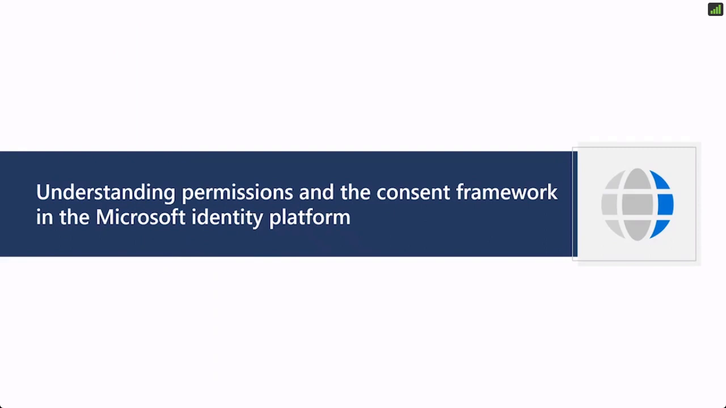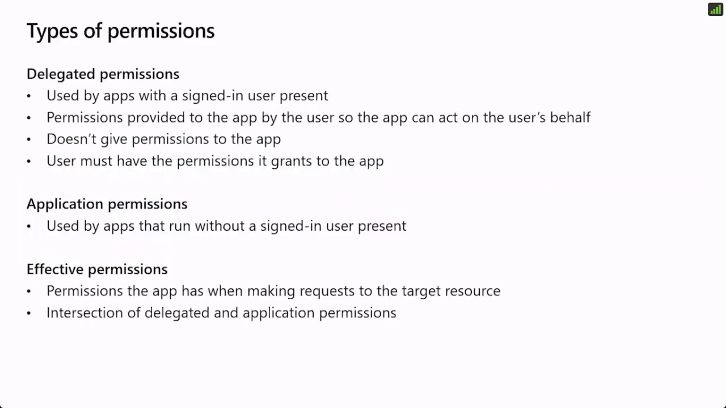So let's look at understanding permissions and the consent framework in Microsoft Identity platform. Microsoft Identity Platform supports two types of permissions, delegated permissions and application permissions. Delegated permissions are used by apps that have a signed-in user present. These permissions are provided to the application by the user so the app can perform actions on their behalf. So this doesn't give permission to the app. Instead, the user is simply allowing the app to act on their behalf using their permissions. Okay, so these are your delegated permissions.